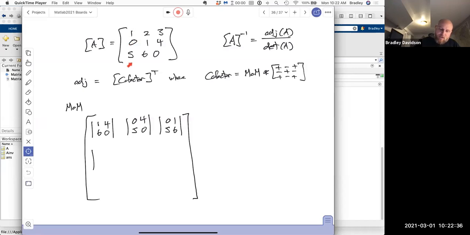Take this row, this column, what's left is 2, 3, 6, 0. Then we'll cover up our middle row, middle column, and what's left is 1, 3, 5, 0. And then cover up the middle row, last column, and we got 1, 2, 5, 6.